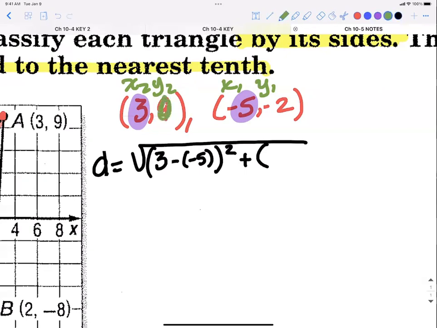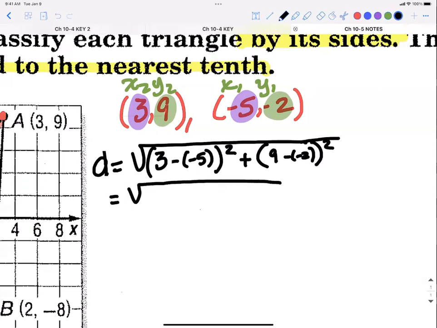My y's are 9 and -2. So when I'm plugging that into my formula, I've got 9 minus a minus 2, and I'm going to square that. Patience here is the key. So 3 minus a minus 5 goes plus, and 3 plus 5 is 8. We're going to square that. And then 9 minus a minus 2 goes plus, and that's 11. And we're going to square that.